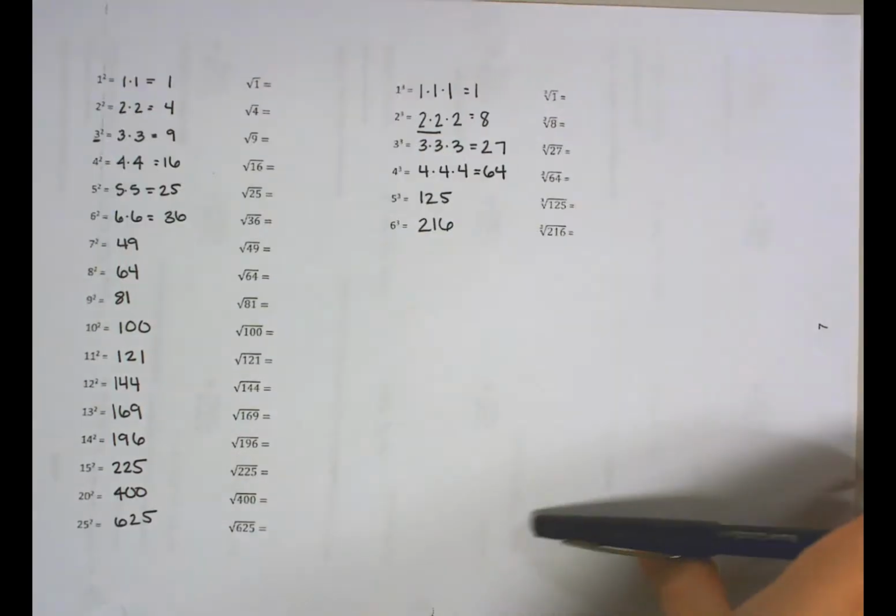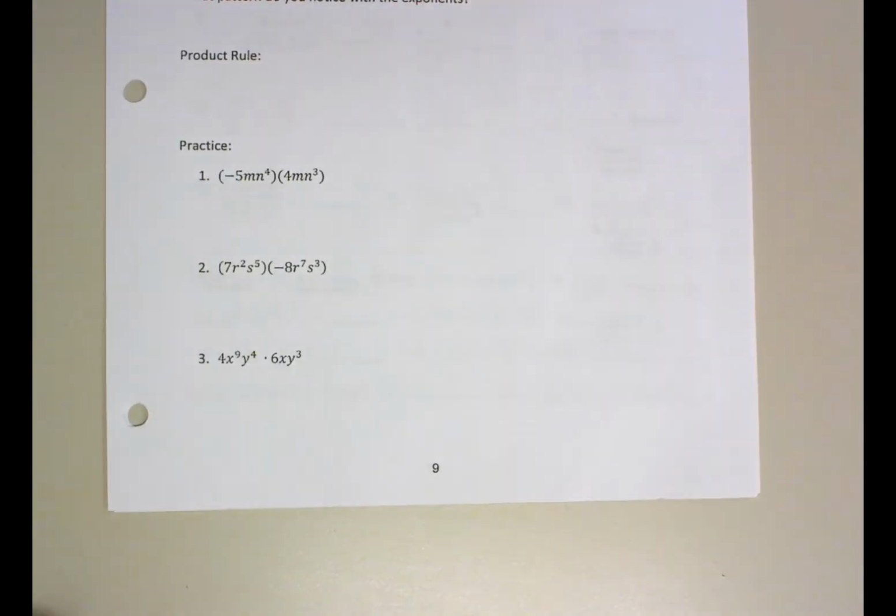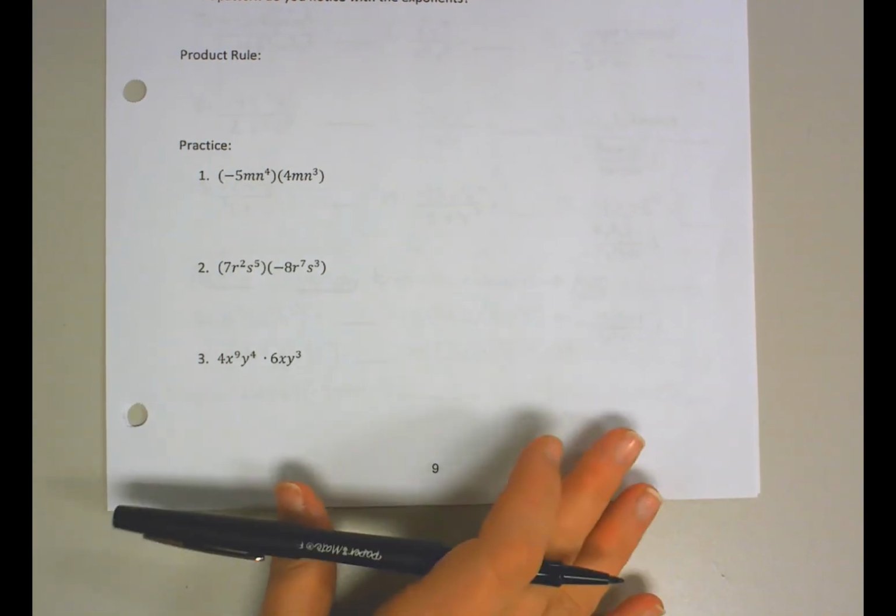All right, so now I'm going to have you turn your paper over to page 9. We're going to take some notes here. So go ahead and find page 9 so we can do our notes on exponent rules.